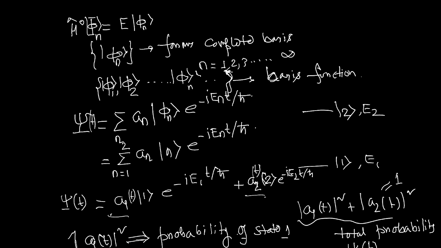But if you want to say what is the probability of state 1 at a time and what is the probability of state 2 at a time, then they should not be 1. So individually a1 square may or may not be 1, but the total probability in the system is 1. We will look at it next, with the progress of the assignment.